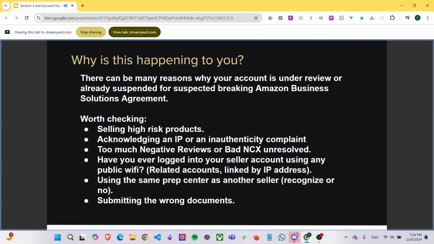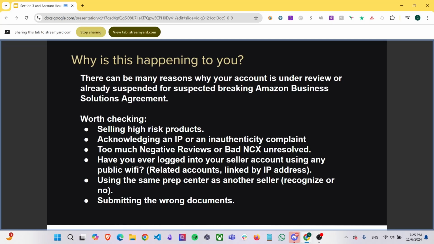Let's move on here. Like I said before, the Section 3 suspension is not specifically just targeting your account. There could be many factors in each individual account. And in many cases, it could be you're selling a very high-risk product, such as products in the beauty and personal care category, which are currently very high risk because Amazon is suspending thousands of sellers selling beauty products.